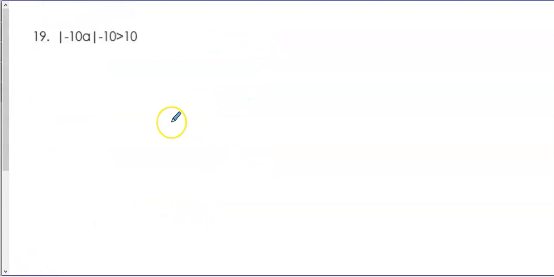All right, and this one is an inequality. So we need to isolate the absolute value before we decide whether it's an and or an or. So let's add 10. Don't be fooled here and add these two together. You're going to add positive 10 over here. So this is going to be an or statement.